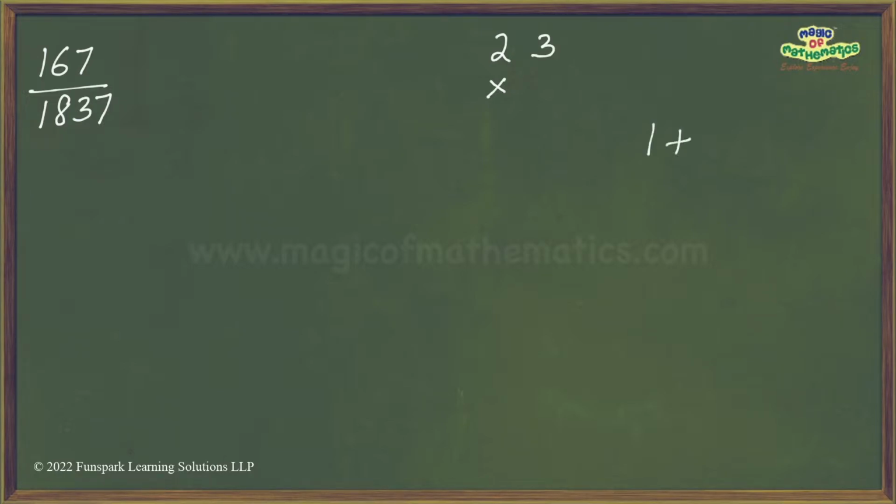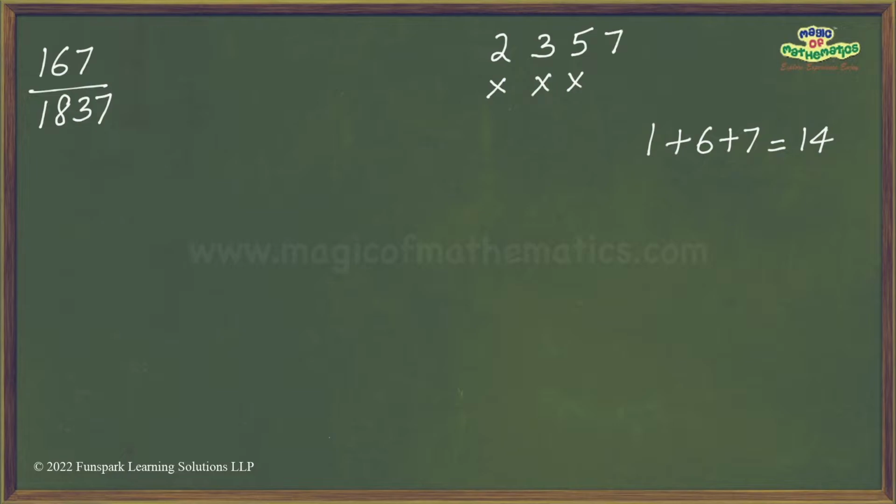1 plus 6 plus 7 equals 14, which is not divisible by 3. So 167 is also not divisible by 3. Next number to consider is 5. 167 doesn't end with 0 or 5, so even 5 is ruled out.